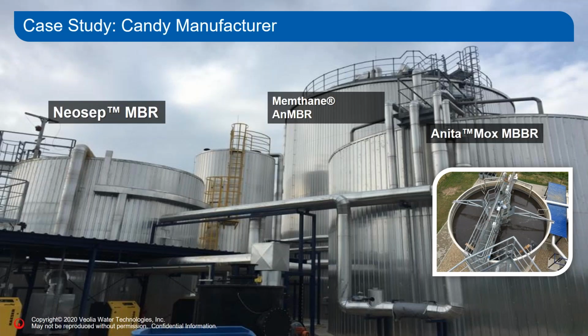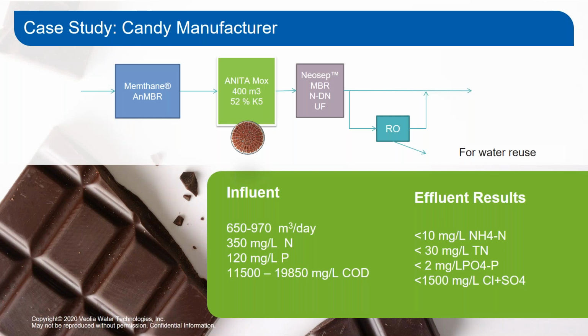Here is a very nice case study where we used our Anitamox on the outlet from our anaerobic membrane bioreactor to remove ammonia. With the influent concentration of nitrogen up to 350 milligrams per liter, we were able to accomplish less than 30 milligrams per liter in total nitrogen by relying on Anammox only, and less than 10 milligrams per liter of ammonia.